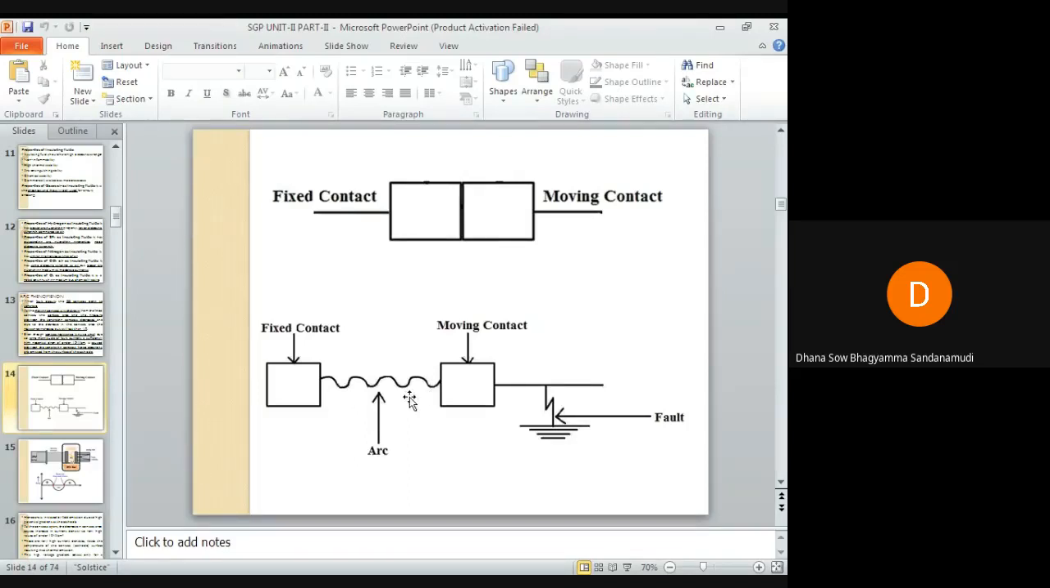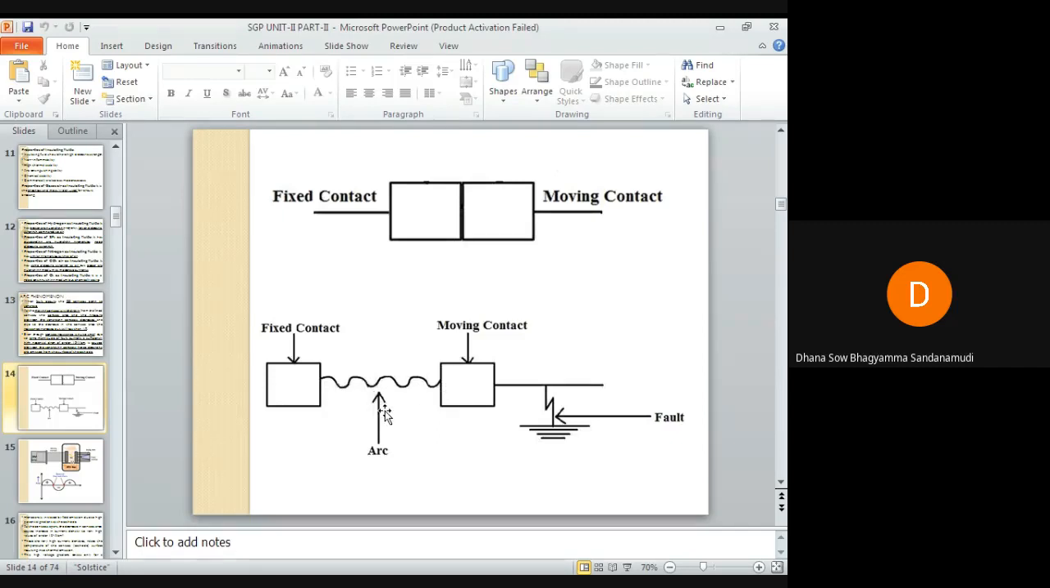So this arc will continue the flow of current from one contact to another contact. Actually, the current was flowing from one contact to another because they were in contact with each other. As soon as one contact has moved away from the other, the medium in between should act as a dielectric medium, and current should not flow from one contact to another.